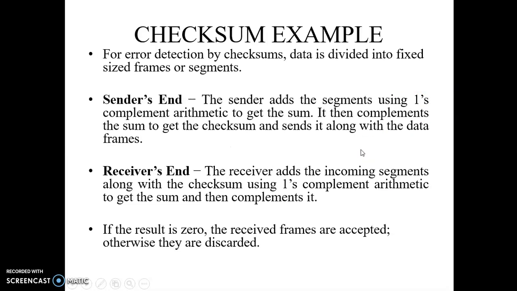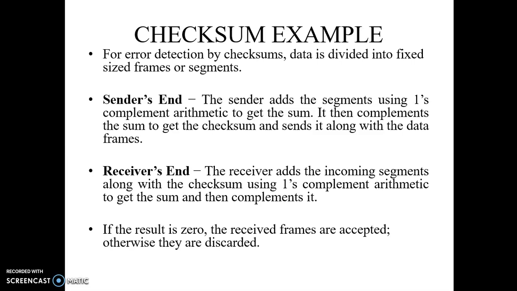So let us see the example of checksum. For error detection by checksum, data is divided into a fixed number of frames or segments. At the sender end, it will do the arithmetic addition of the data segments and get the sum. It will complement the sum to get the checksum for the particular data frames. That checksum is appended to the original data frames and then sent to the receiver end.